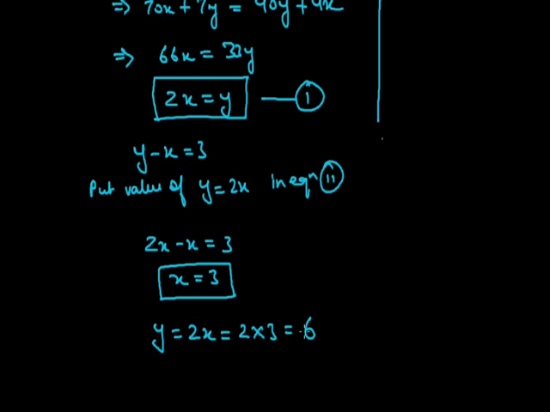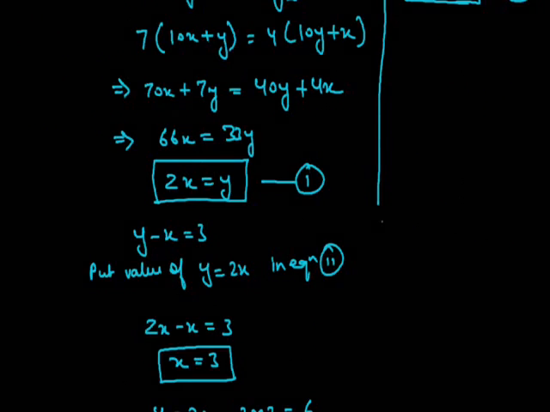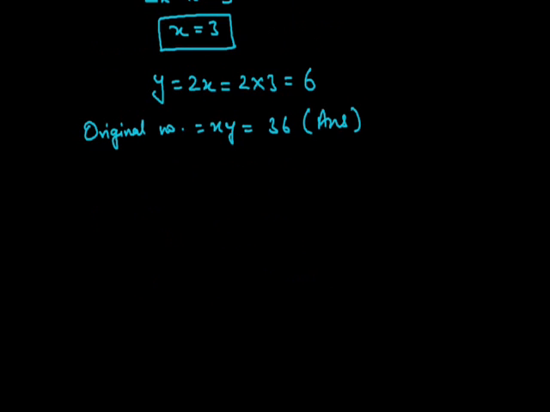And accordingly I can now write down the number. As you know, the original number I have taken as xy. The value of x is 3 and the value of y is 6. So it means the original number is 36. So this is our answer. In the question, you need to understand that they are asking for the original number, not the number obtained after reversing the digits. So the original number is 36. In this way we need to understand the question and simplify it by writing the equations properly.